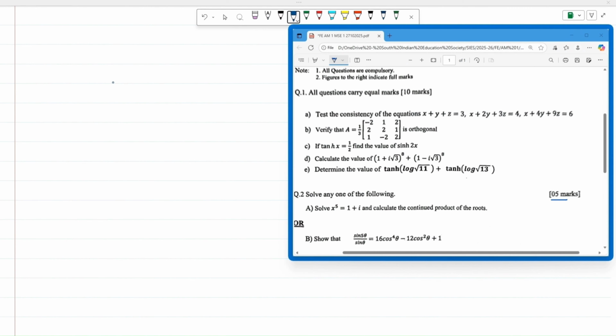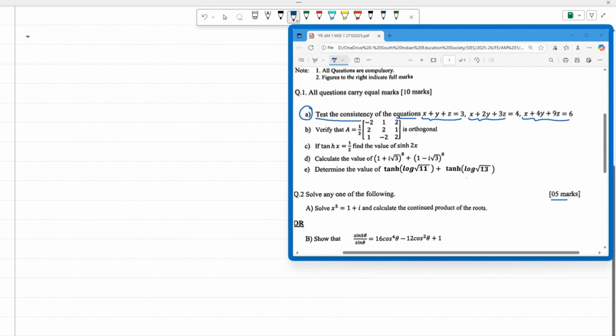So we will first start with question number 1, A part. If you have a look at the question, it says to test the consistency of the equations, and we are given 3 equations in all. Now the very first thing which you as a student should take care of while attempting the examination is to read the question thoroughly and understand the objective or the purpose of that question. So in this question we are given a 3x3 system and we are expected to test the consistency.